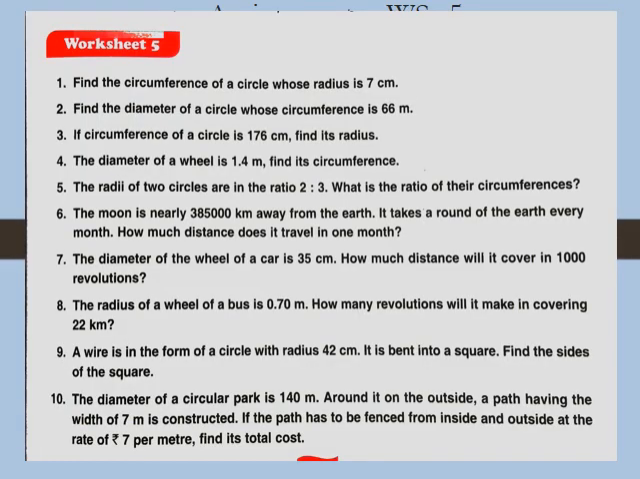So dear students, it's a simple formula for the circumference of a circle, that is 2 pi r. So based on this formula, here is worksheet 5, some questions are there. You have to use the formula for the circumference of a circle and then calculate the answer as per the given condition.